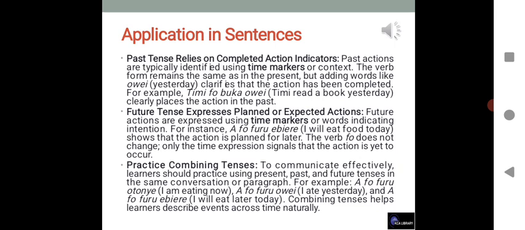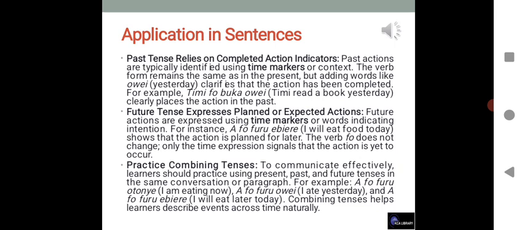Future tense expresses planned or expected actions. Future actions are also expressed using time markers or contextual indicators of intention. Words such as ebia, today/soon, are used to show that an action is intended or expected to happen later. For example, efo furo ebia, I will eat food today, indicates a planned or upcoming action. In all cases, the verb efo remains unchanged, and tense meaning is carried primarily by time expressions.